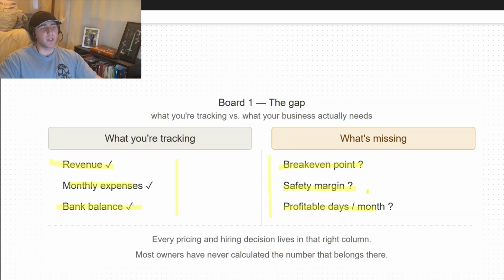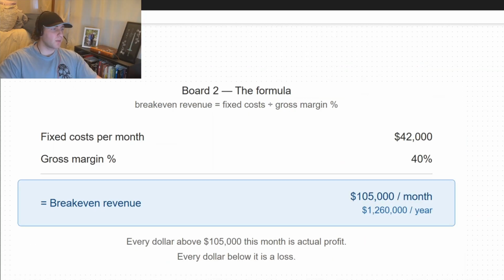For example, if your safety margin is way too low, but you're profitable, you might buy a truck that you couldn't afford. So let me show you how to fix this. What you want to start with is your break-even revenue. You calculate that by taking your fixed cost and dividing it by your gross margin percentage. So in this example, maybe you have fixed rent of $42,000 a month, and after your services, you keep 40% of your revenue.